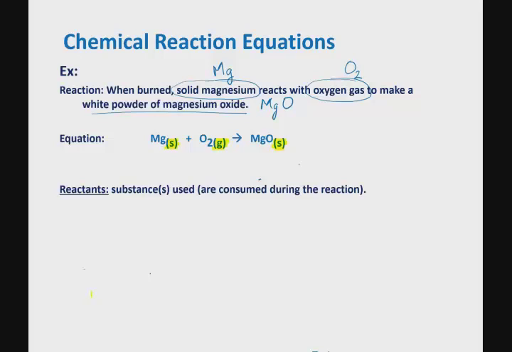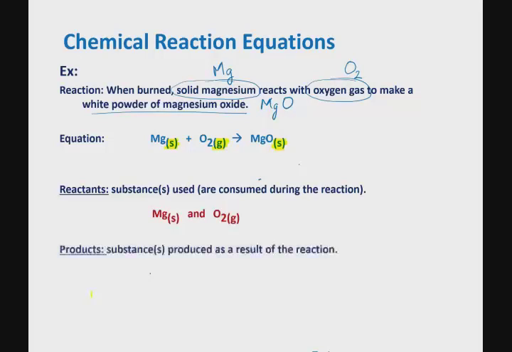So in this particular reaction, there are two reactants, magnesium solid and oxygen gas. Products are those substances that are produced as a result of the chemical process. These are the new substances that are created as a result of the chemical process. And in this reaction, there is only one product, and that is magnesium oxide in a solid form.